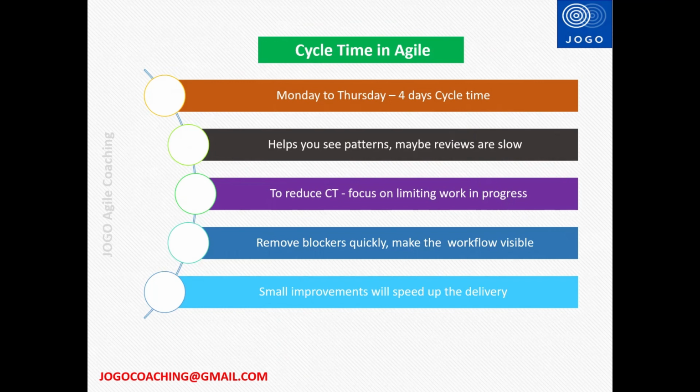To reduce the cycle time, we need to focus on limiting the work in progress. That means the team should take very few work in progress items so that they can focus on those and close them. And we need to remove the blockers if the team takes more time to complete the task. And also we need to make the workflow visible so that we can see which task is taking more time to complete. Small improvements in each step of your process can significantly speed up the delivery.